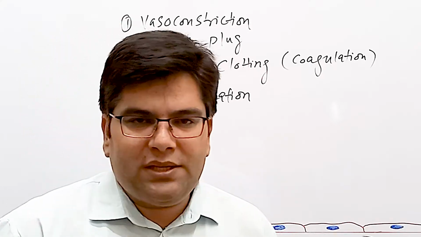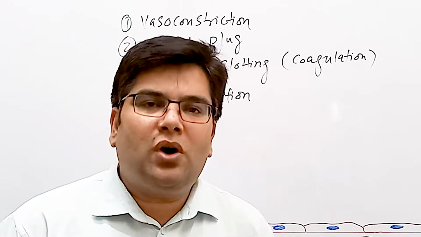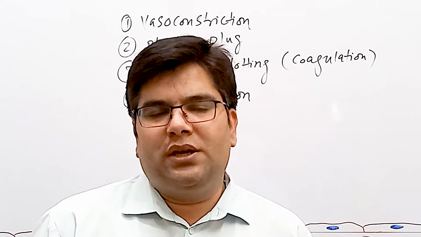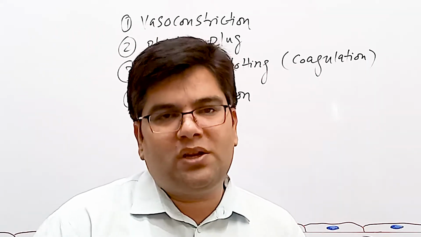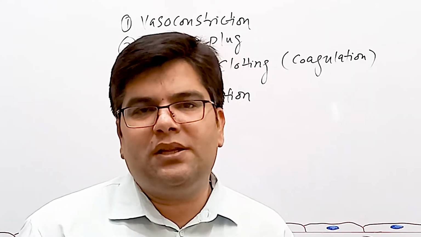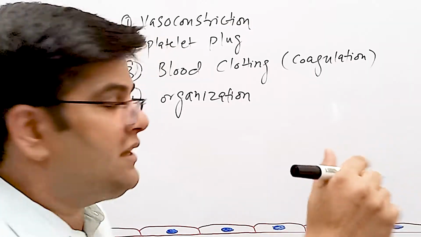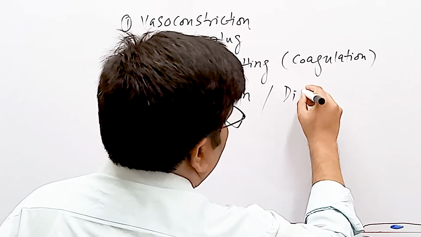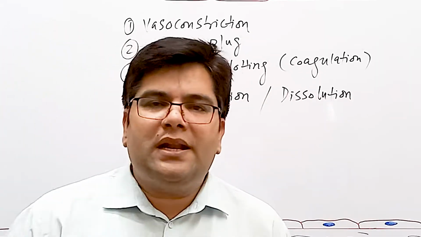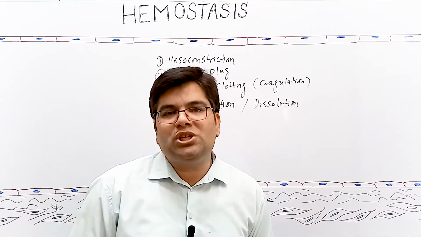The fourth step is clot organization. This is because of fibroblasts which make collagen fibers. So within several days to weeks, there will be organization or growth of the collagen fibers within the clot. And once the healing has taken place in the vessel, then this clot may be removed, and that process is called clot dissolution or fibrinolysis, and this is the function of plasminogen.